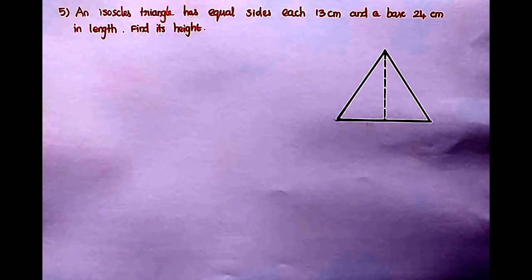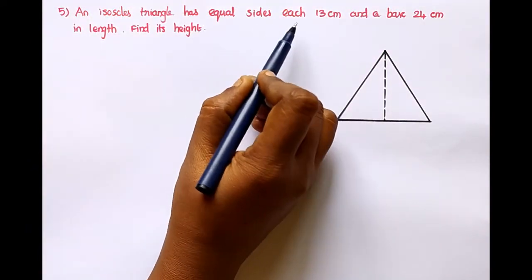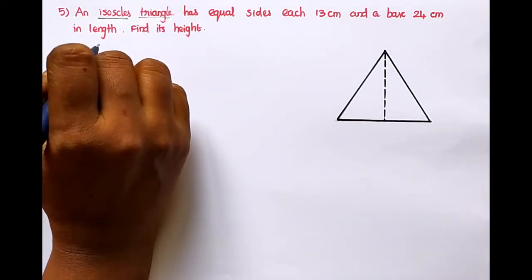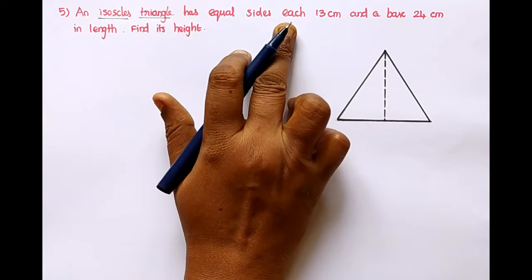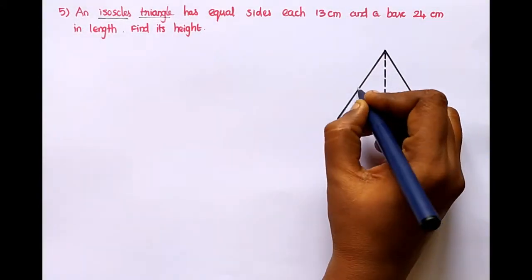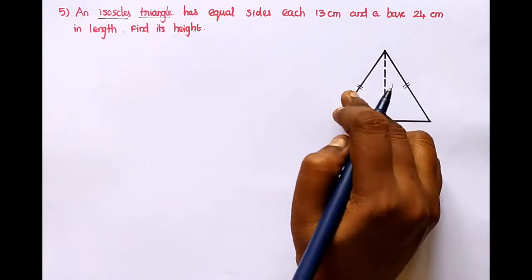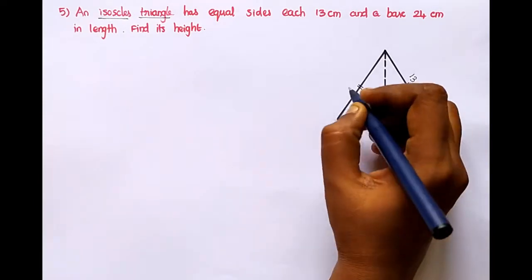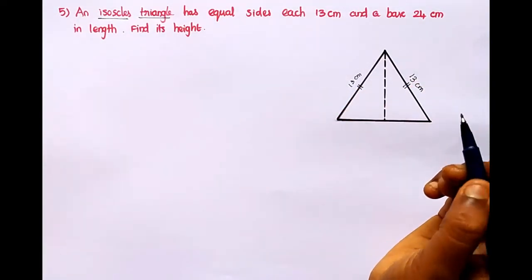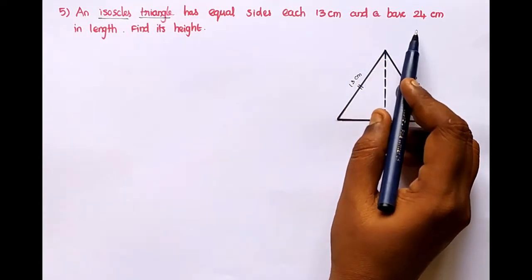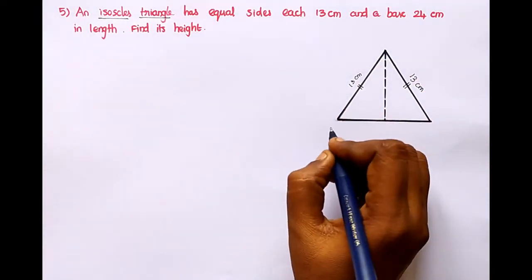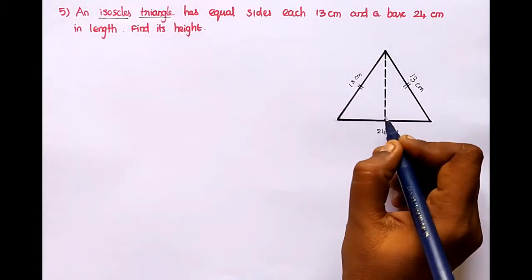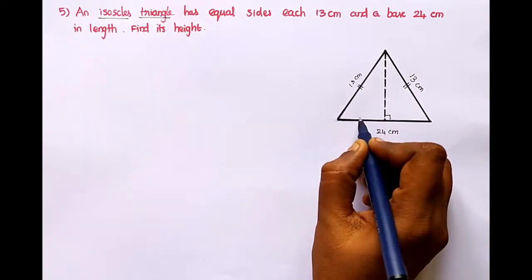An isosceles triangle has equal sides of 13 centimeter each. Isosceles triangle means two sides are equal. The two sides are each 13 centimeter. So listen, these two sides are equal. This side is 13 centimeter and here also 13 centimeter. And one more thing they have given: the base is 24 centimeter in length. So totally it is 24 centimeter.